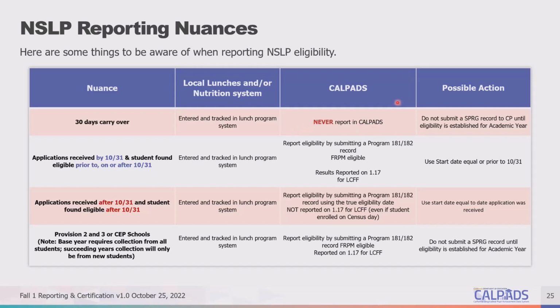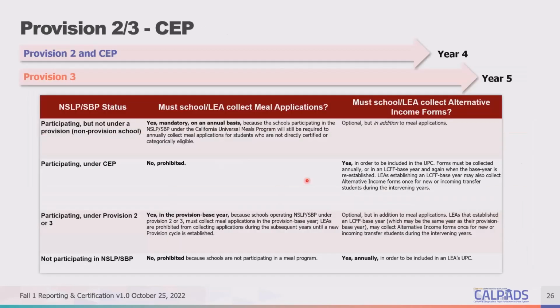But most of the time, those forms normally come in later in August, September, or probably October. So we've mentioned the Provision 2, 3, and CEP schools. This table here was updated based on Flash 202. Essentially, this is just saying what the practice of collecting meal applications is, right?